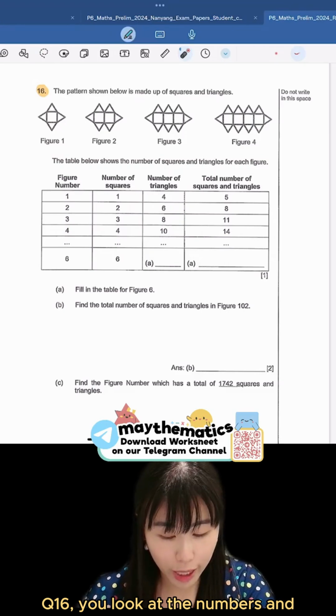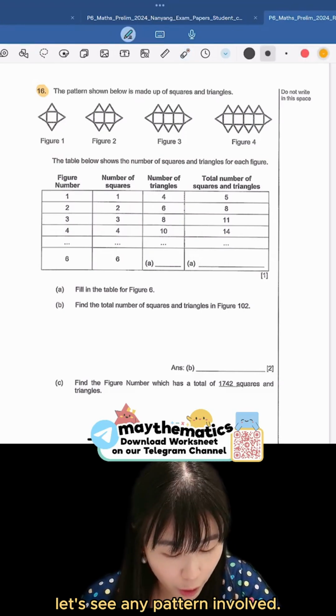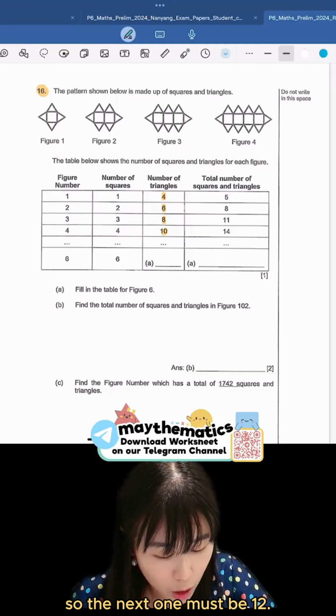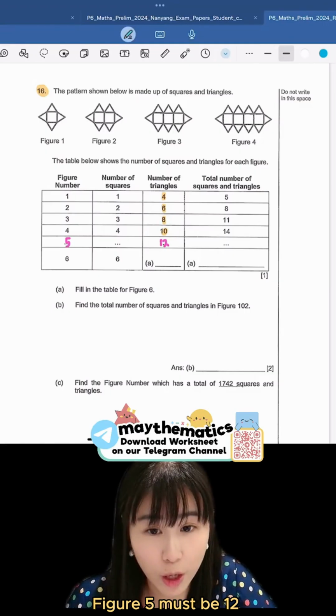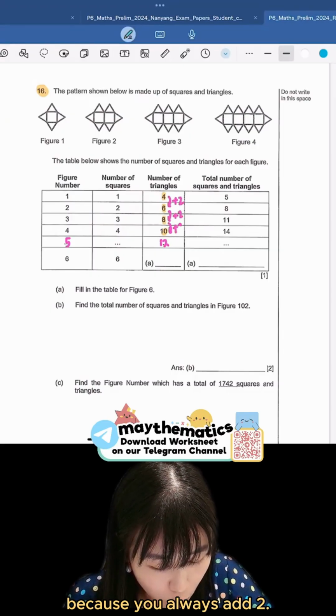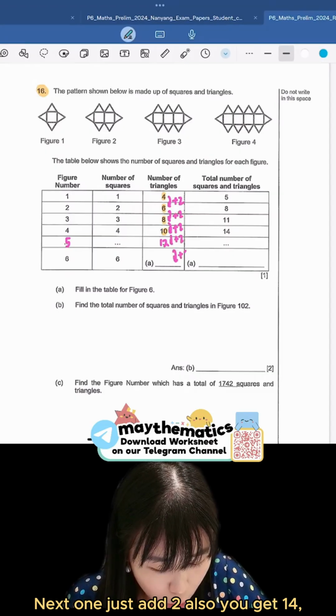Question 16, we'll look at the numbers and see any pattern involved, okay? Here, 4, 6, 8, 10. Pretty straightforward, huh? So the next one must be 12. Figure 5 must be 12, because you always add 2, right? Always add 2, always add 2. Next one, just add 2 also, we get 14.